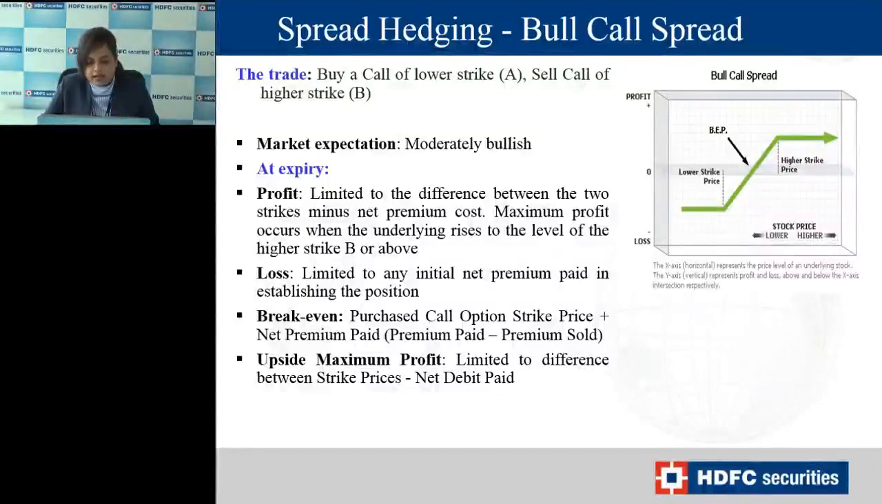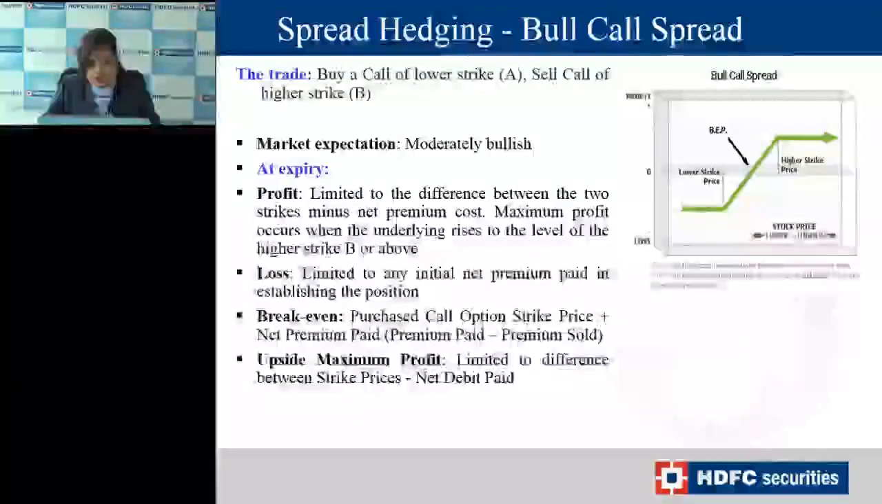So at expiry, you can see that your profit will keep on rising, but after a certain point, the difference between both your strike prices, maybe a 10-point difference or a 100-point difference, that maximum difference becomes your total profit. And if you subtract the premium cost, into the lot size, that becomes your maximum profit. So maximum profit will occur when the underlying rises to the level of the highest strike that you've sold, or above or beyond that particular strike.